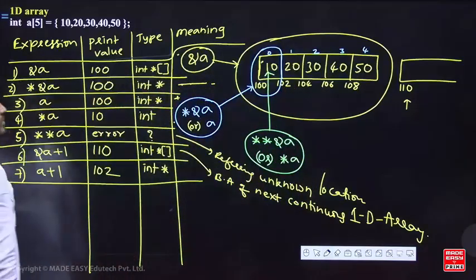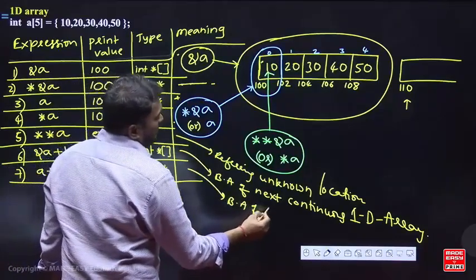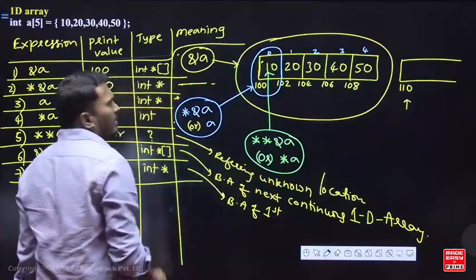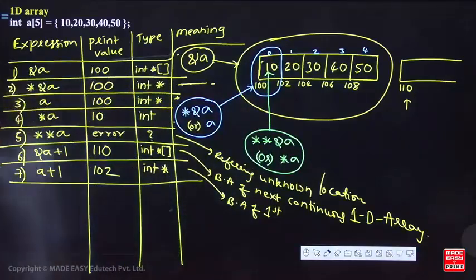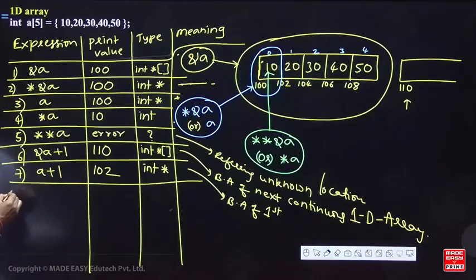Now tell me, बताओ meaning क्या है? Base address of the first element of the array. Okay, first element is the 0th element. Base address of the first element of the array.